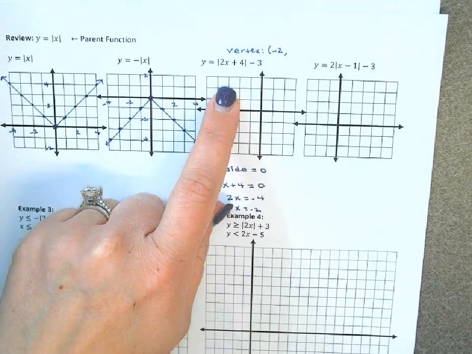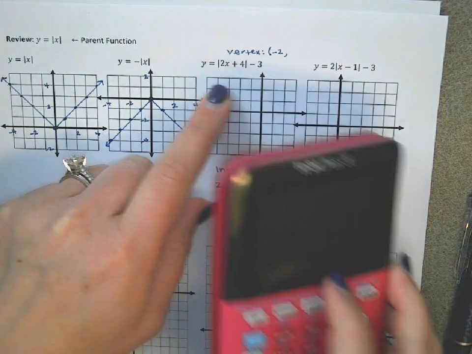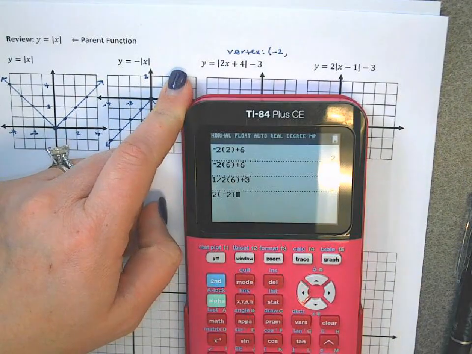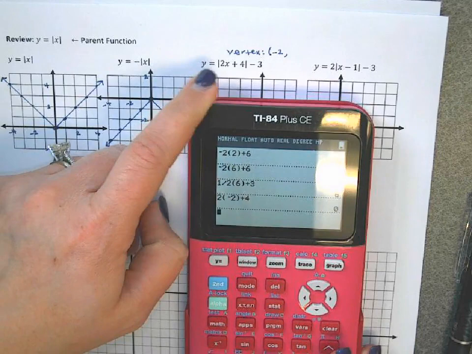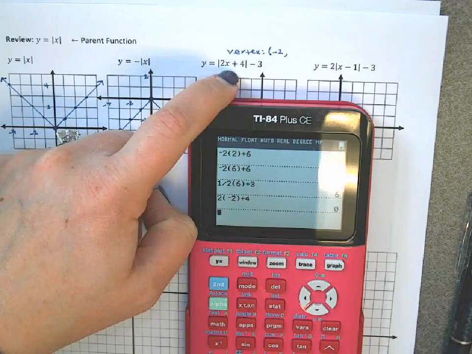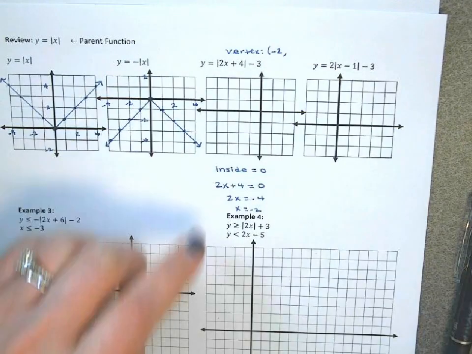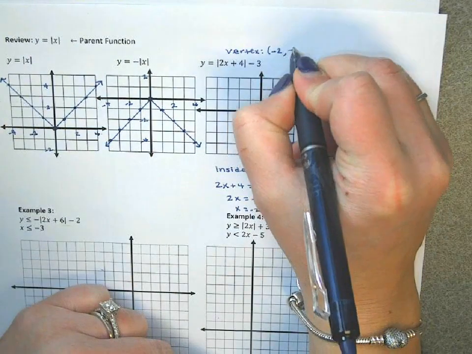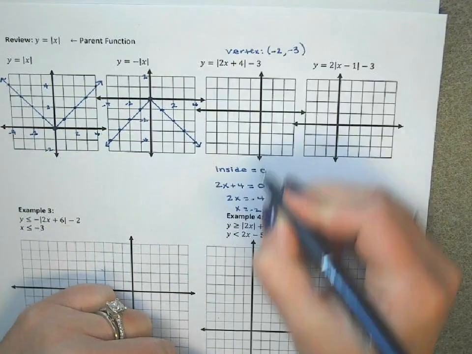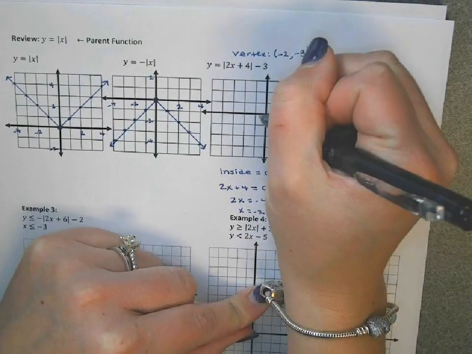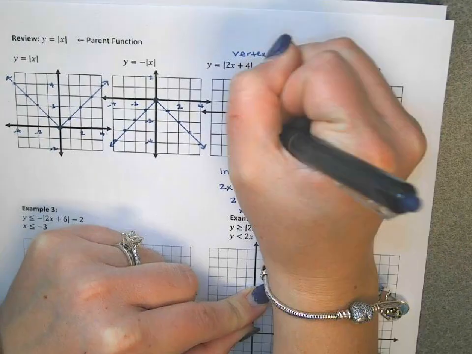Let's figure it out. If I plug it in on the inside, 2 times negative 2 plus 4, the inside then is 0. The absolute value of 0 is still 0. 0 minus 3 is negative 3. So you're just going to plug in that x value to figure out your vertex. So now I know that my vertex is to the left 2, so let me put a scale on here.